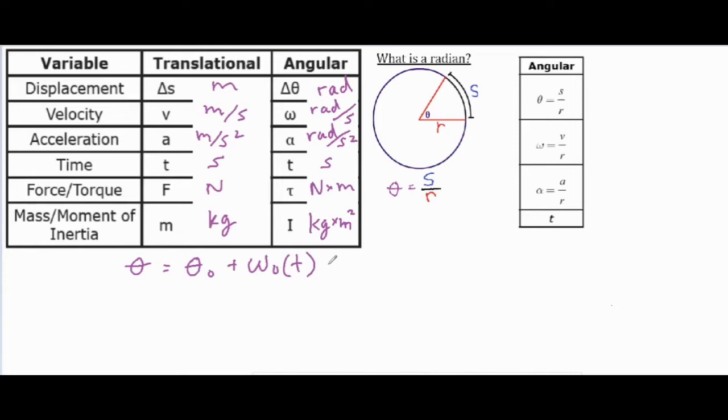plus omega naught times t plus 1/2 alpha t squared. So that is typically the most common formula you may use. The second one is going to be omega equals omega naught plus alpha t. Now, there is a third kinematics formula that is fairly popular, which is the v squared equals v naught squared plus 2a delta x.